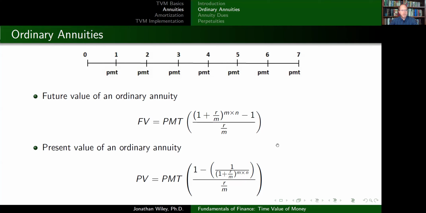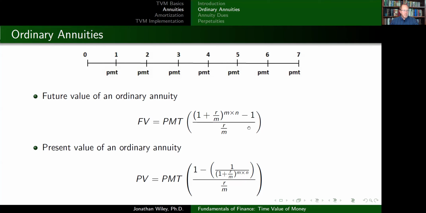Now, if you want to calculate the present value of an ordinary annuity, there's another formula that I have here for you. And if you're thinking, well, that looks even worse, it is decently complicated. However, it's worth noting that if you look at this and work out the math a little bit, if you go back to a prior video, I showed how to calculate the present value of a cash flow, and it was the future value divided by 1 plus R over M to the M times N. So if I want to find present value, I take future value and divide it by that value.